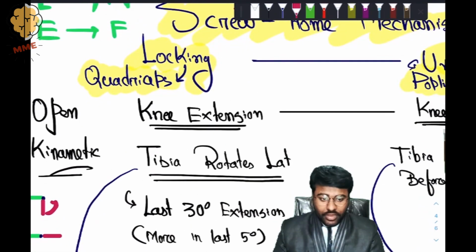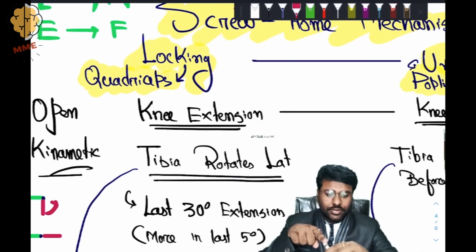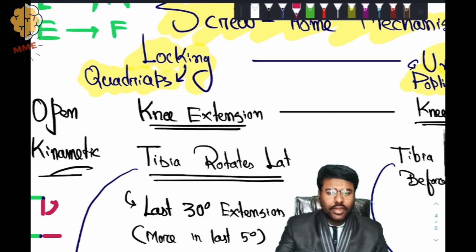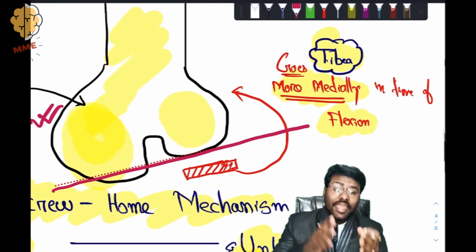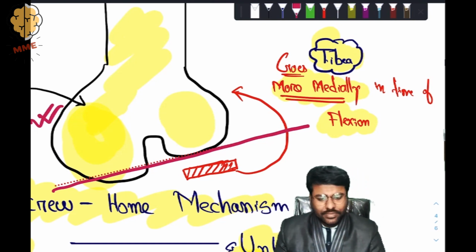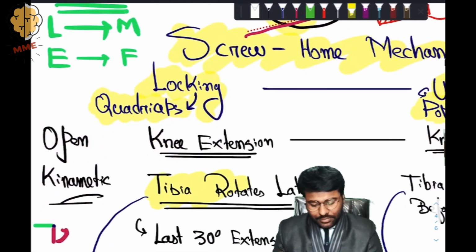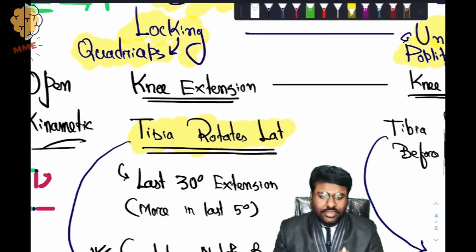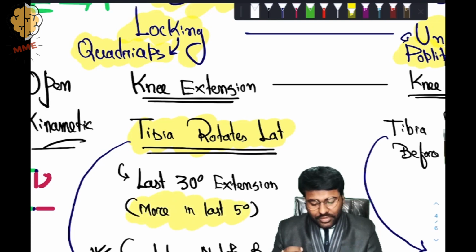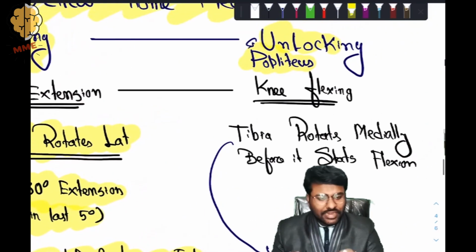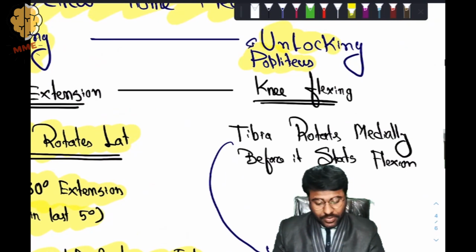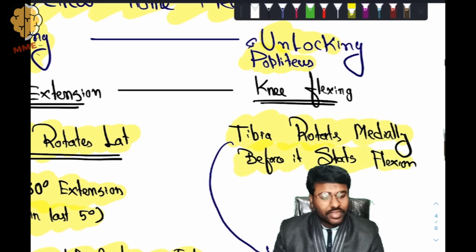In case of the locking, locking is done in knee extension. When the knee is extended, the femur gets stuck with the tibia and the knee is locked. In extension, the tibia rotates laterally. This movement is clearly noticed in the last 30 degrees of extension, and more so in the last 5 degrees. The cruciate ligaments are taut in this movement. When the flexion is occurring, the tibia rotates medially. It is very easy: the tibia rotates medially before it starts the flexion.